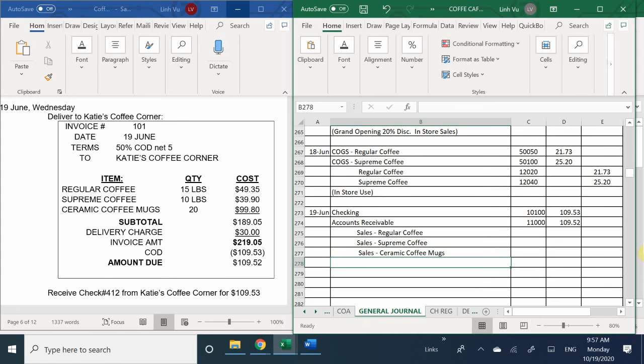So, what is going to be my totals here? Well, what's my account numbers for the sales regular coffee? I think it's 100. Oh, for, right. And then 40. And the mug is 150. 150. Okay. Is that all my journal that I have?